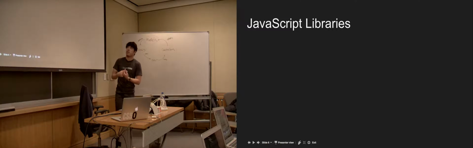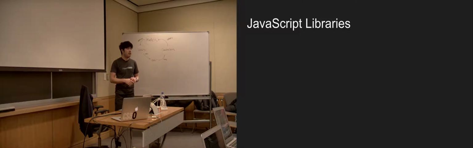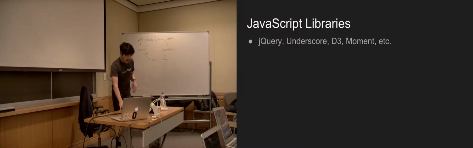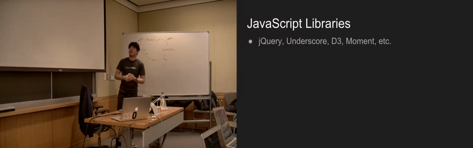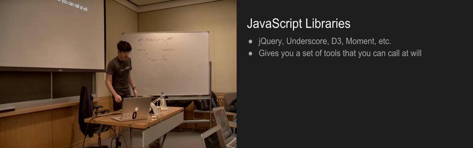We also have JavaScript libraries. Has anybody used a JavaScript library before? See some net heads. What one might you have used? CS50 uses it quite often, as does a lot of the world. jQuery, yeah. So jQuery is definitely the most popular one. There are others like underscore, D3. If you take CS171, they teach D3. Moment, there's a lot of others. And it gives you a set of tools that you can call at will.